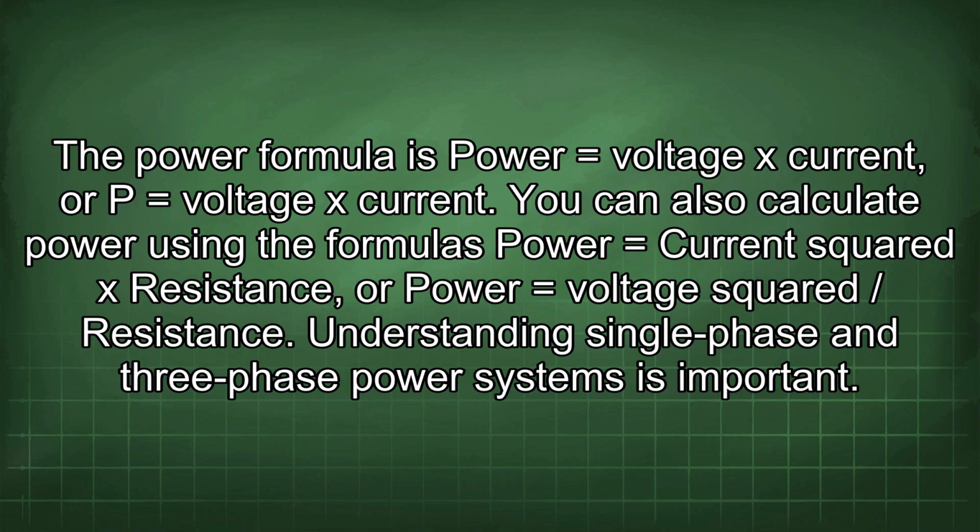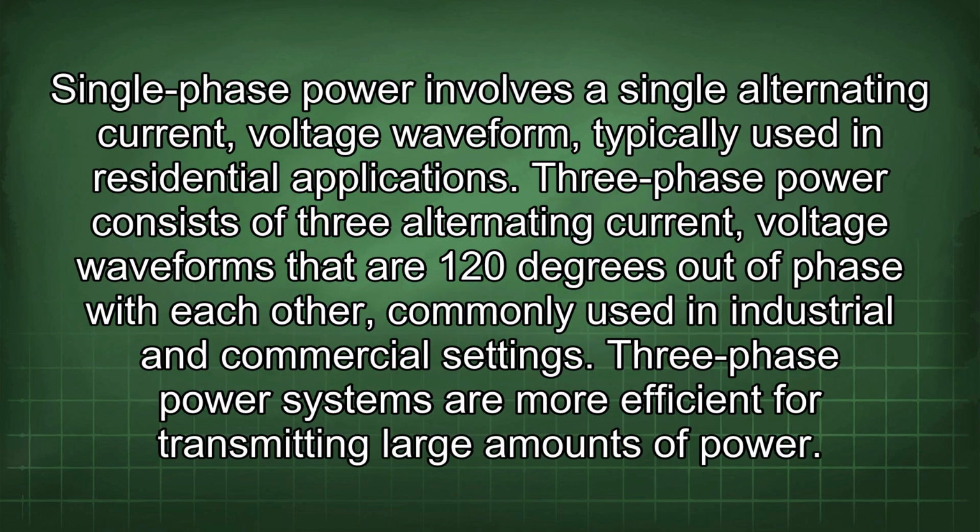You can also calculate power using the formulas power equals current squared x resistance, or power equals voltage squared / resistance. Understanding single-phase and three-phase power systems is important. Single-phase power involves a single alternating current voltage waveform typically used in residential applications. Three-phase power consists of three alternating current voltage waveforms that are 120 degrees out of phase with each other, commonly used in industrial and commercial settings. Three-phase power systems are more efficient for transmitting large amounts of power.